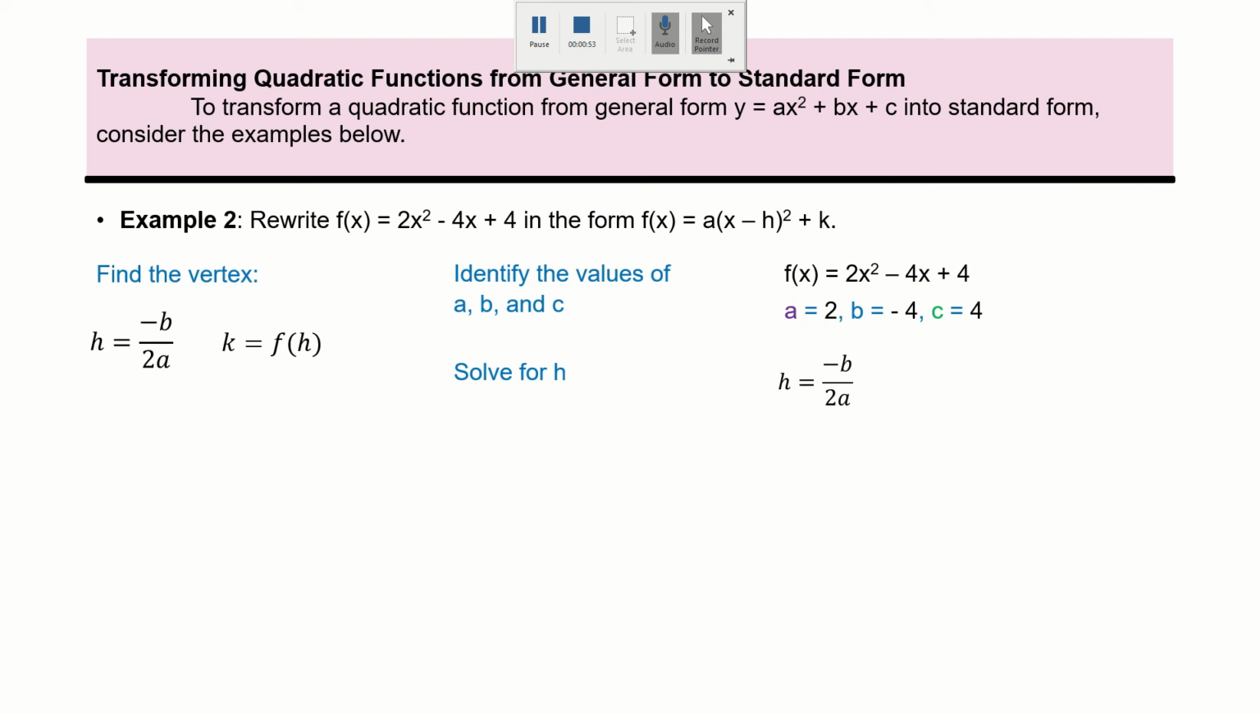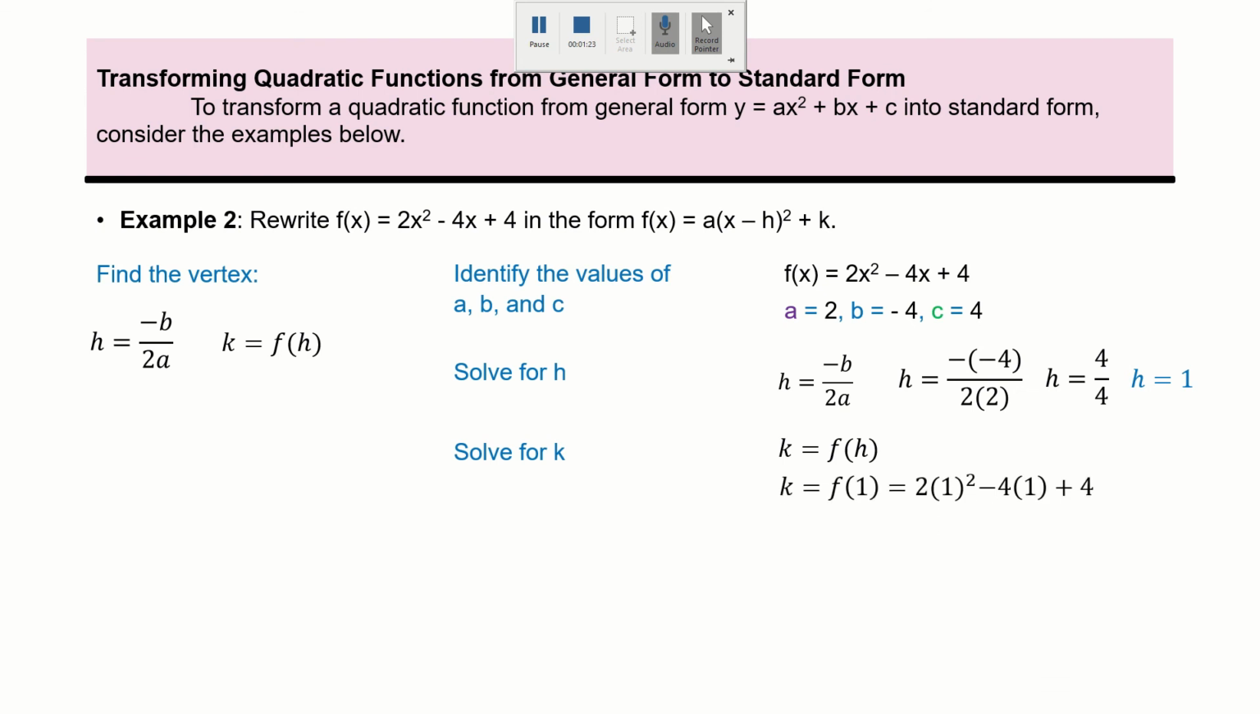Next, we're going to solve for h by plugging in these values in our formula. H is equal to negative b all over 2a. So we now have negative times negative 4 all over 2 times 2. When you simplify this, we have 4 all over 4. And 4 divided by 4 is equal to 1. Therefore, our h is equal to 1. After we solve for h, we will plug in this in our k. So to solve for k, we will now have k is equal to f of h. And we know that h is equal to 1.